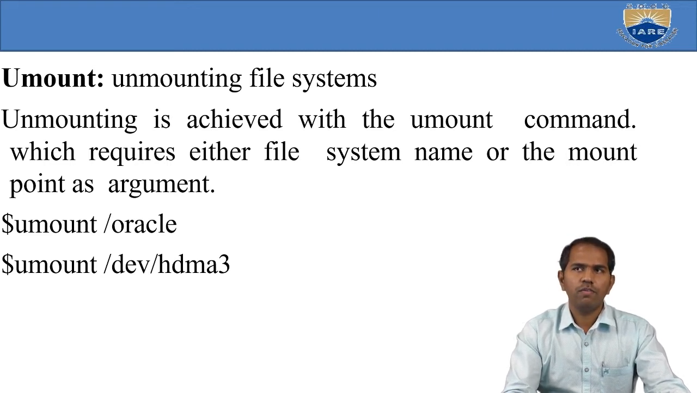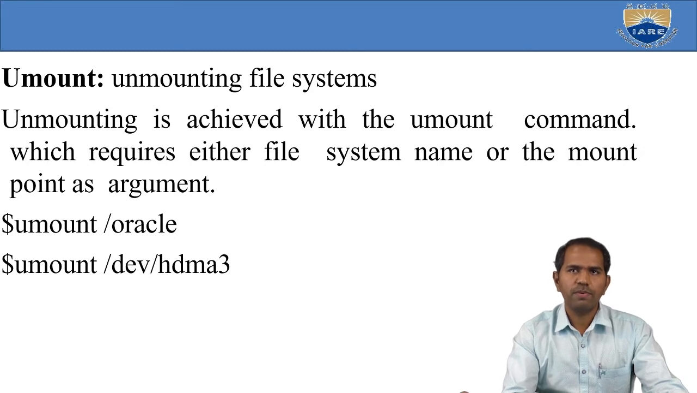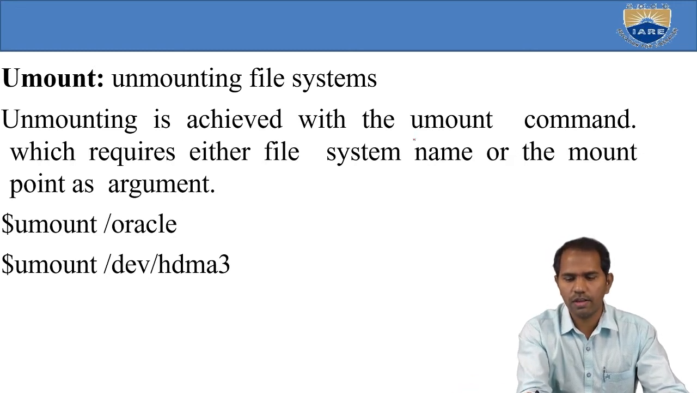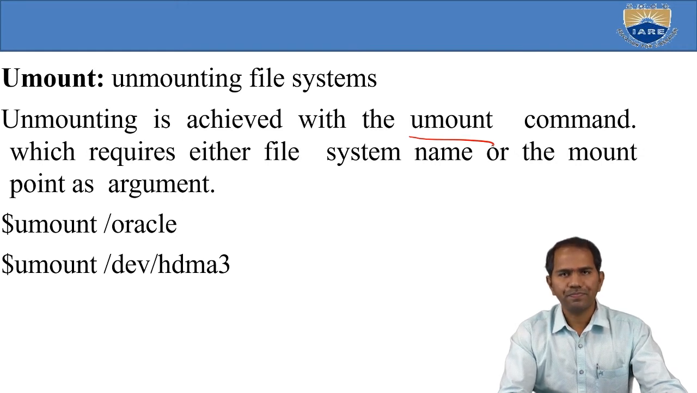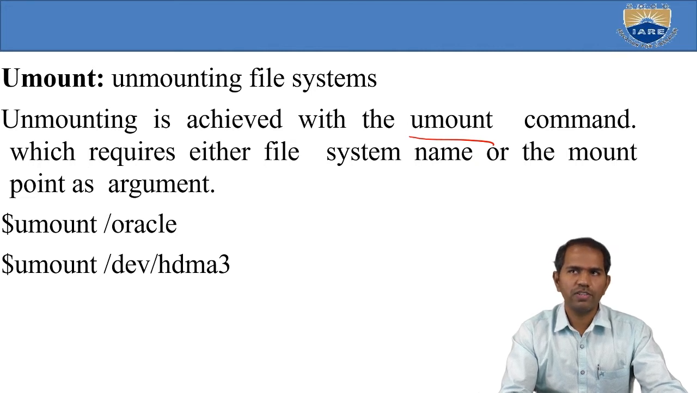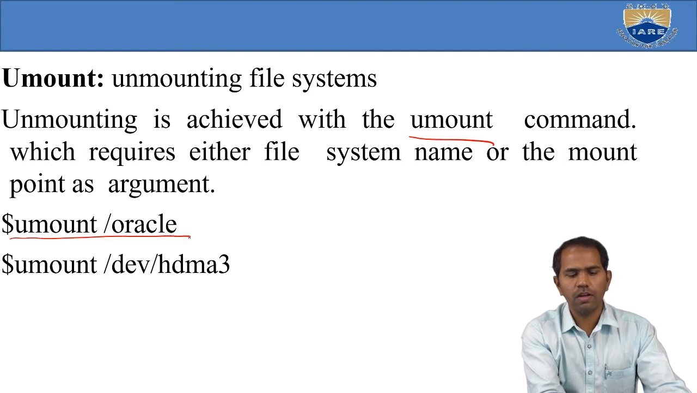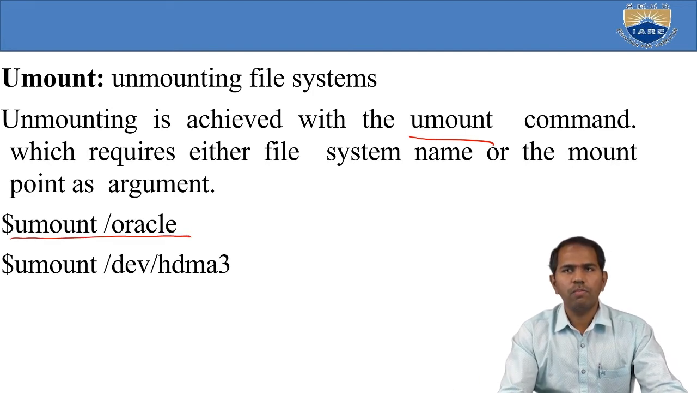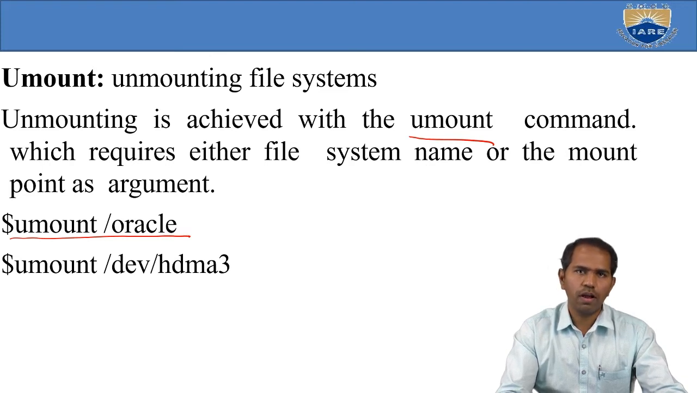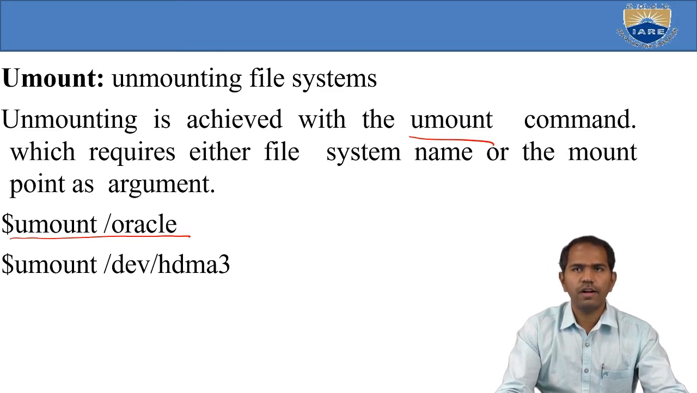See, unmounting a file system. Once we have mounted, I want to unmount a specific file system. If a file is already open, the unmount command does not work. It is written as umount. Unmounting the file system requires either the file system name or the mount point as an argument. So here write umount /oracle. If an Oracle file is open, it does not work. So close all files before using the umount command. We have to close all files, then start to unmount.